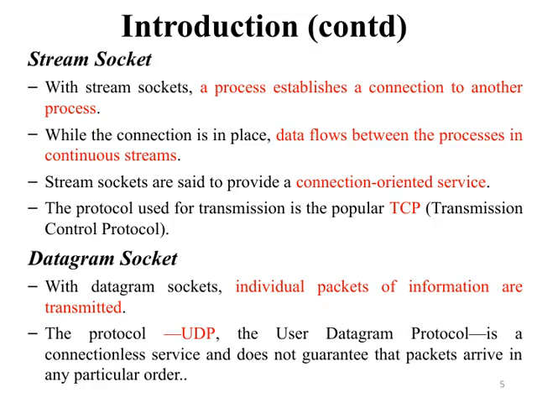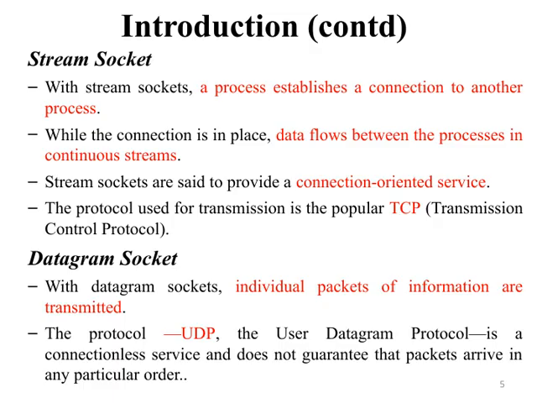On the other hand, we have datagram sockets. These work a bit differently. Instead of maintaining a continuous connection, datagram sockets send data in individual packets or datagrams. This is similar to mailing letters. Each packet is sent independently, without a dedicated connection. The protocol used here is UDP, or User Datagram Protocol, which is connectionless. That means it doesn't guarantee that packets will arrive in order, but it allows for faster transmission and less overhead.